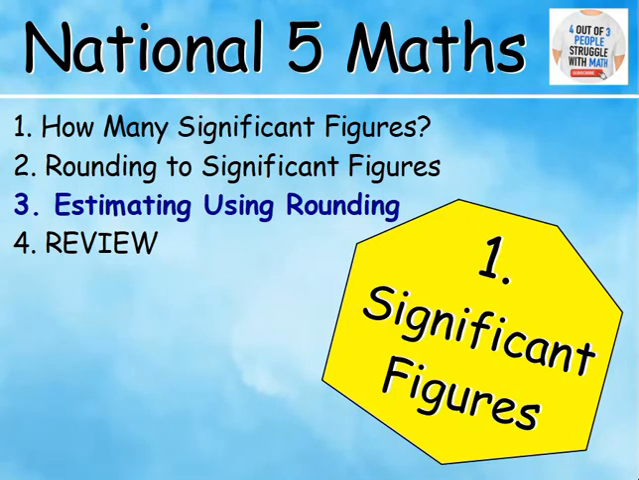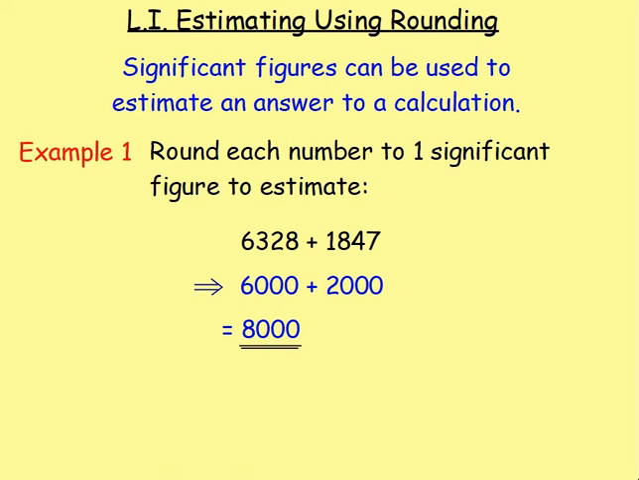There are more examples where I'm rounding to 3 significant figures, so again, look back to that lesson if you want it. But the final lesson in this chapter was estimating using rounding. So sometimes you don't want an exact answer, you're just looking for a rough answer, an estimate, an approximation with different calculations. For example, if I asked you to work out 6,328 add 1,847, it would take a bit of time to work that out.